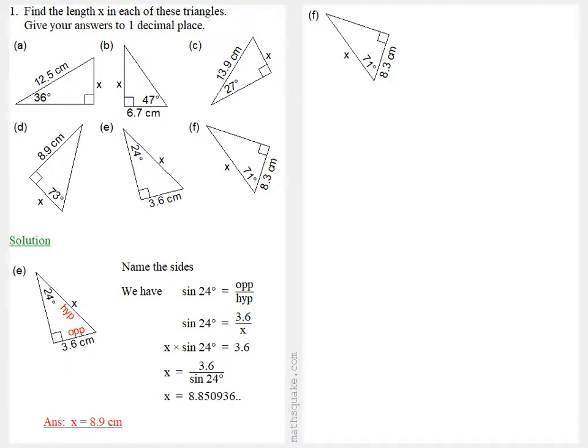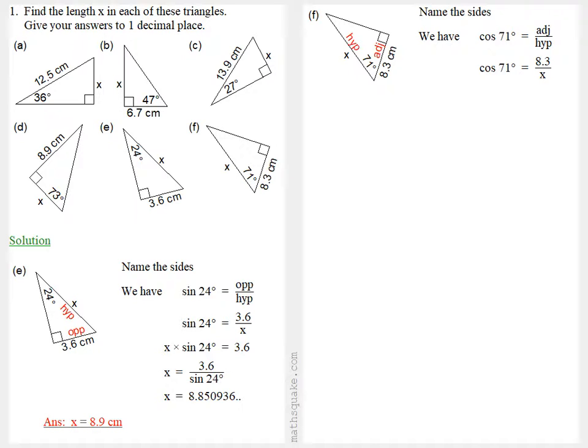In part F we're given a triangle with an angle of 71 degrees. As always, the first thing to do is name the sides. The side x is directly opposite the right angle, which means that it's the hypotenuse. The length 8.3 centimetres is next to the angle 71 degrees, so it's adjacent. So we've got the adjacent and the hypotenuse, and we know that's the cosine. The cosine of the angle is equal to the adjacent over the hypotenuse. So the cosine of 71 degrees is equal to 8.3 over x.